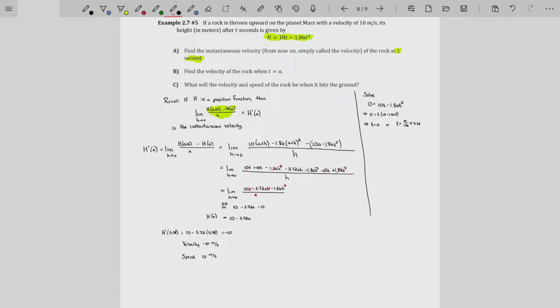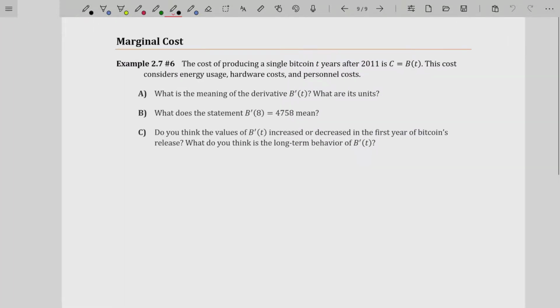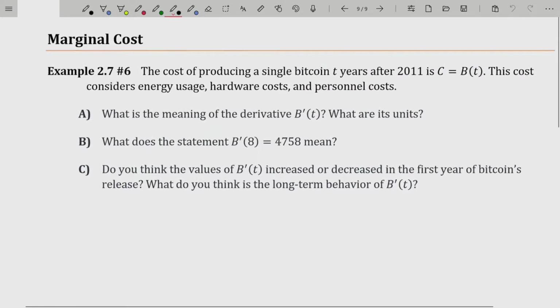Now I'm including in this specific video all of the application material. So I'm going to do one more problem here, and that is about marginal cost. This ends up being a really cool concept, but it's a minor topic within a calculus course, unfortunately. So let's read the problem first.